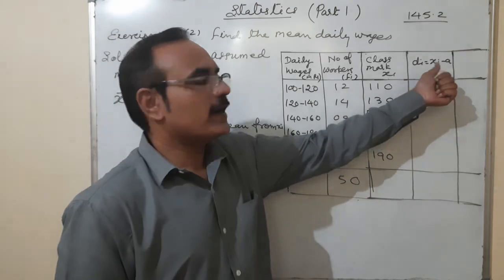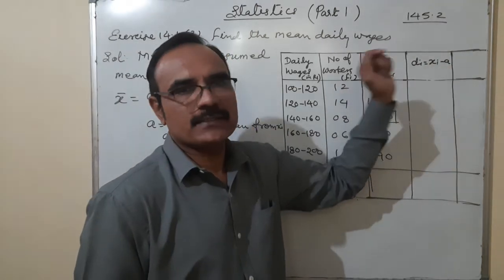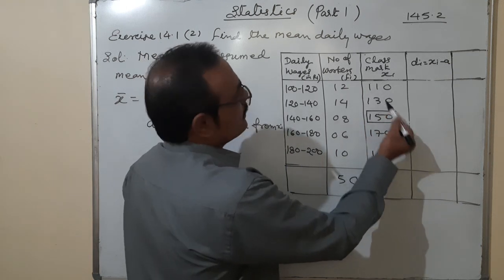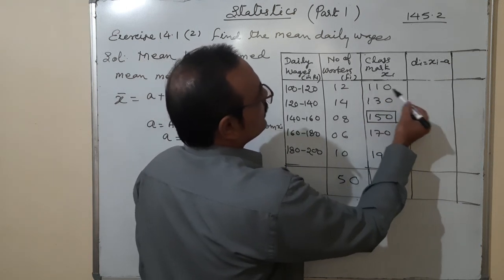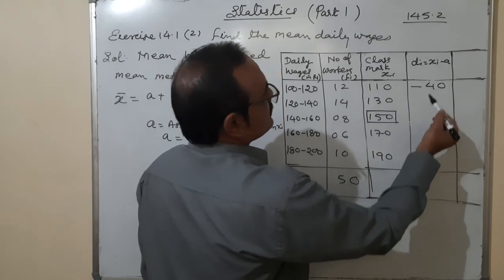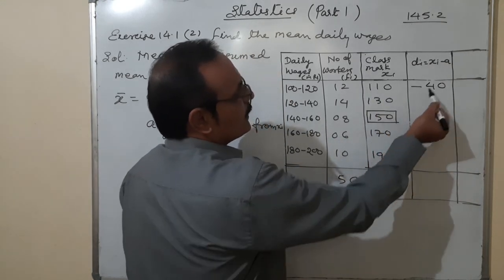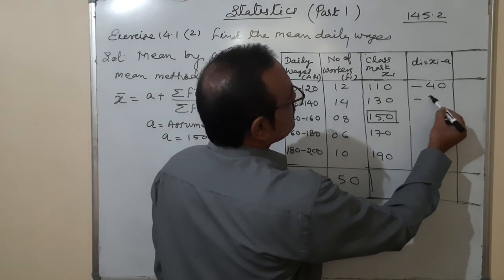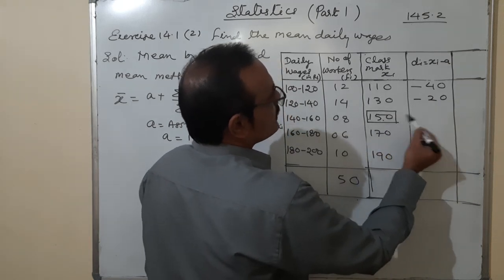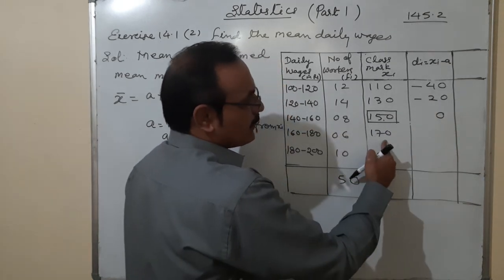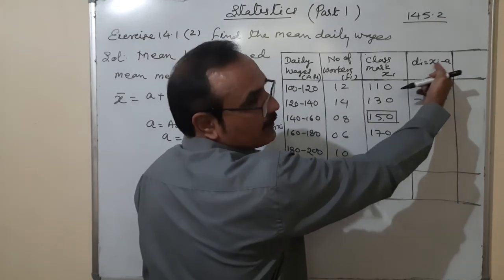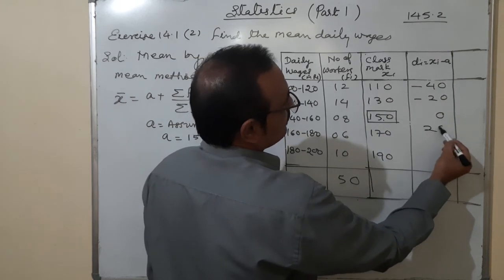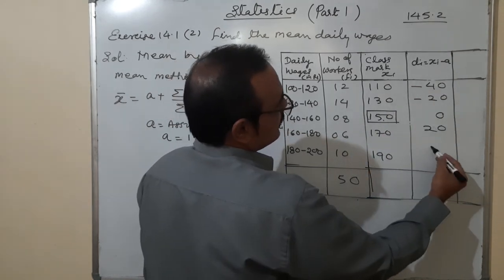So for finding the deviation we use the formula xi minus a. What is xi? Xi is 110 minus a 150. 110 minus 150, what is coming? Minus 40. So that means this 110 is deviated from 150 by minus 40. 130 minus 150 is minus 20. 150 minus 150 is 0. 170 minus 150, I am putting the value in this formula, is 20. 190 minus 150 is 40.